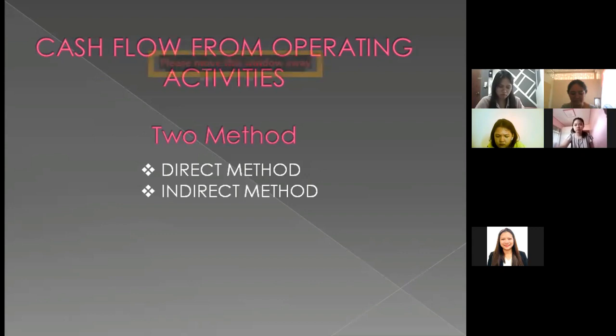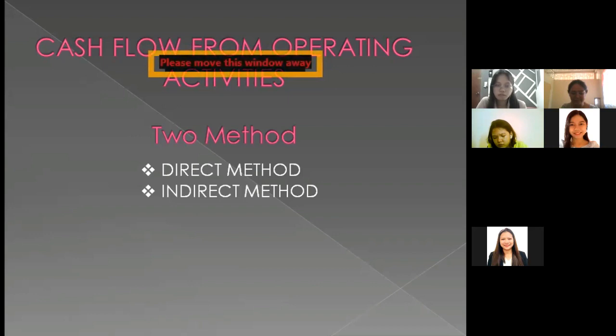So, using direct method, the entity's net cash provided by use in operating activities is obtained by adding the individual operating cash inflows and then subtracting the individual operating cash outflows. Sa indirect method naman, derives the net cash provided by use in operating activities by adjusting profit. Ito yung example.